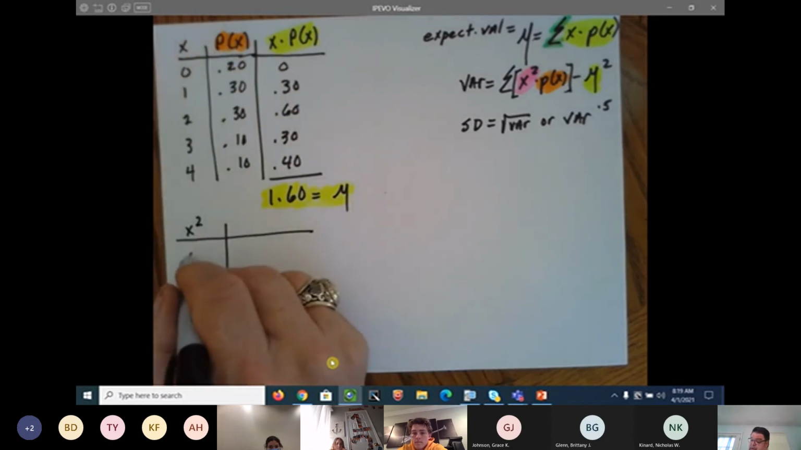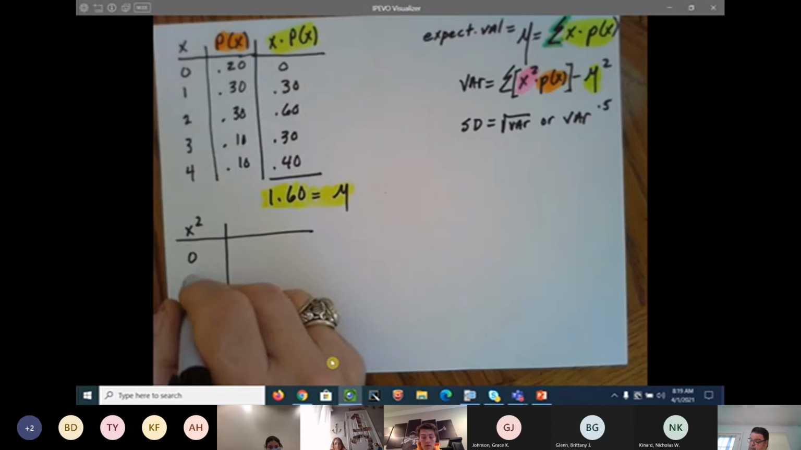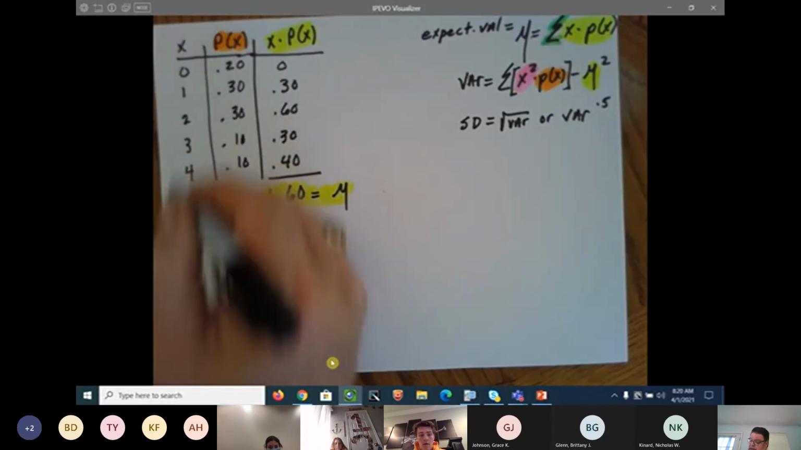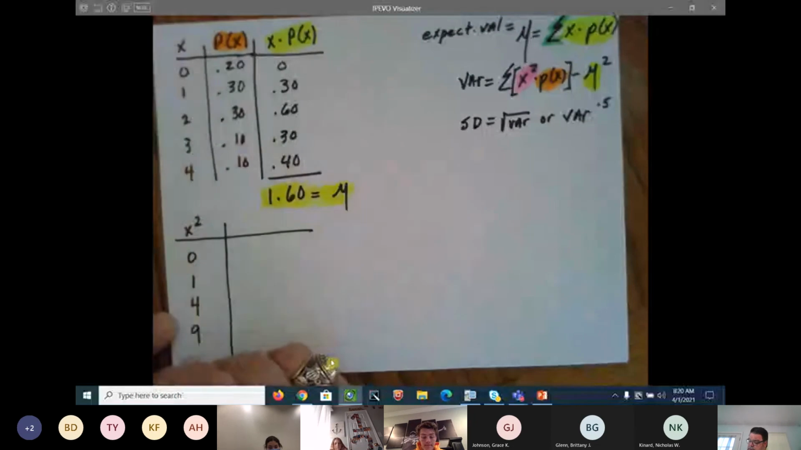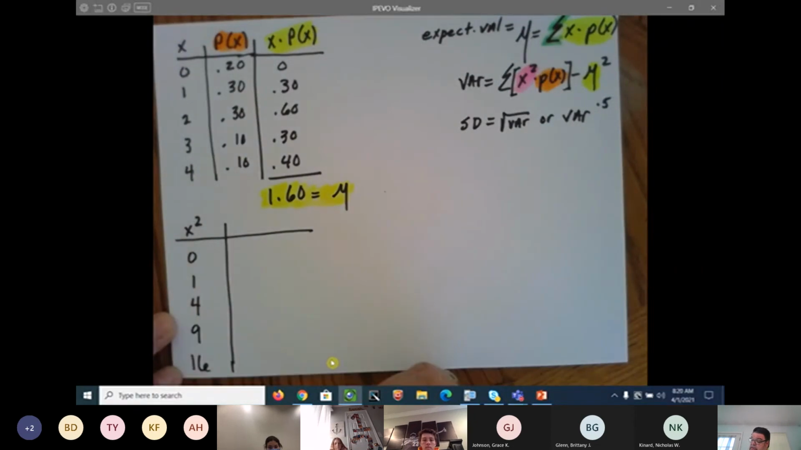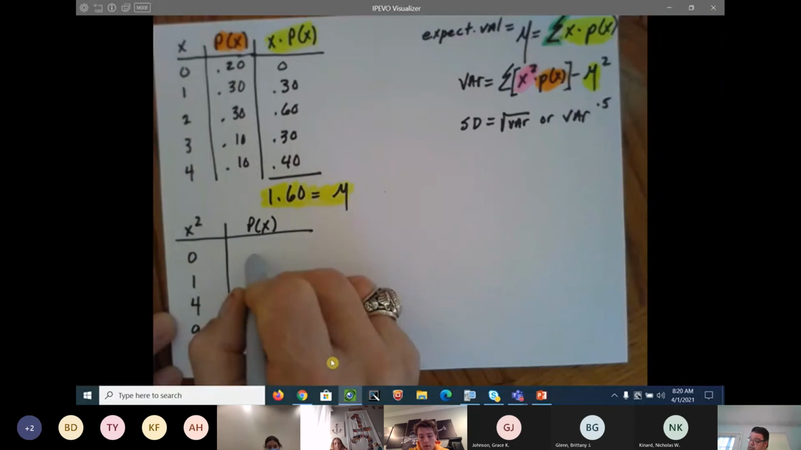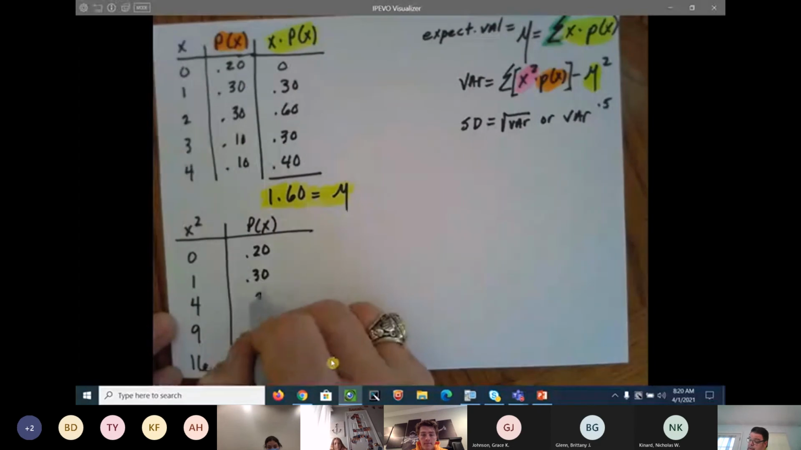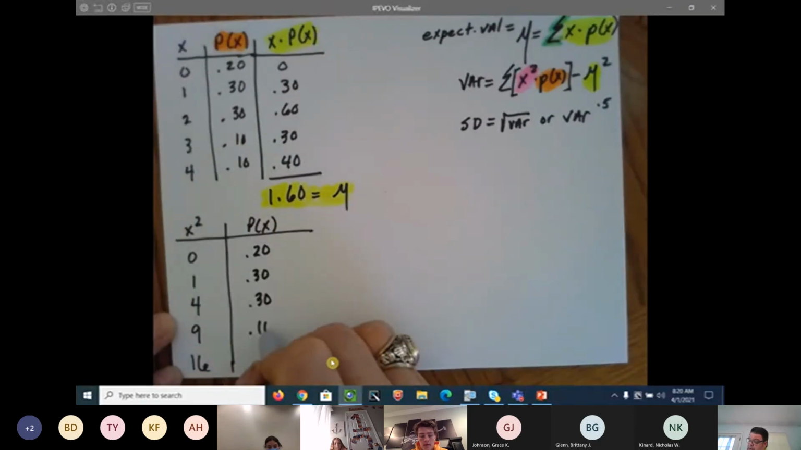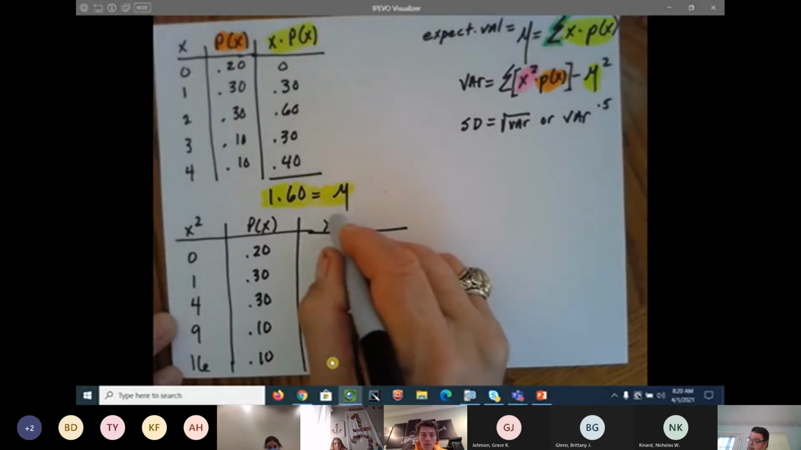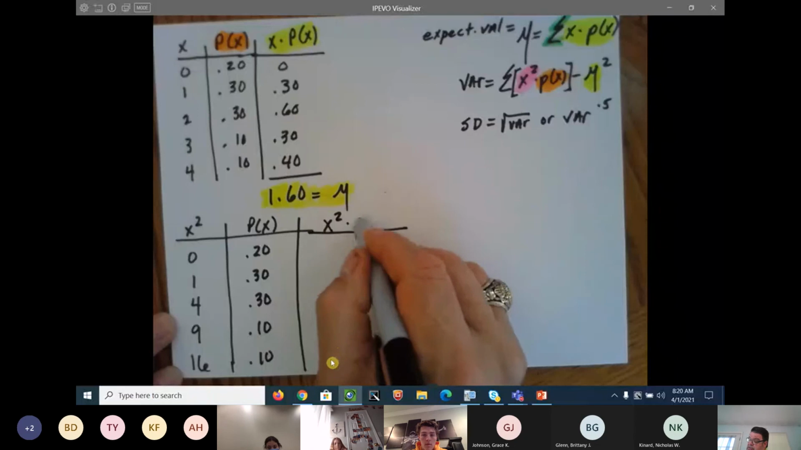Now again, you don't need to be a rocket scientist. 0 squared is 0. 1 squared is 1. 2 squared is 4. 3 squared is 9. And 4 squared is 16. And I'm just going to rewrite P of X right here: 0.20, 0.30, 0.30, 0.10, and 0.10. And then I'm going to put a column here called X squared times P of X.